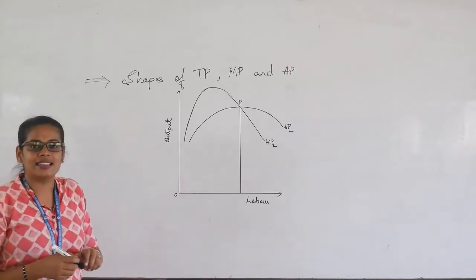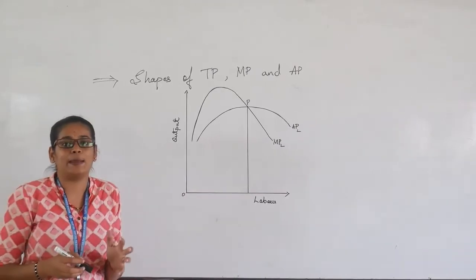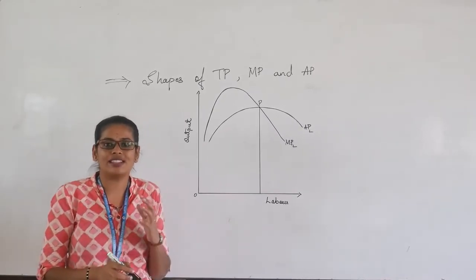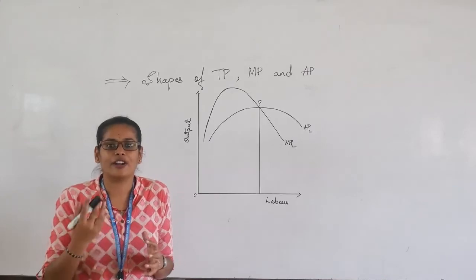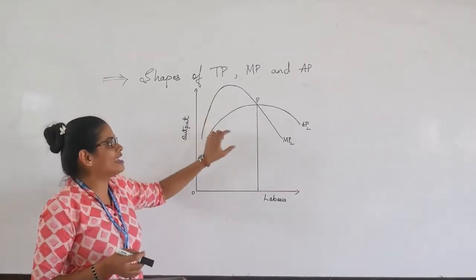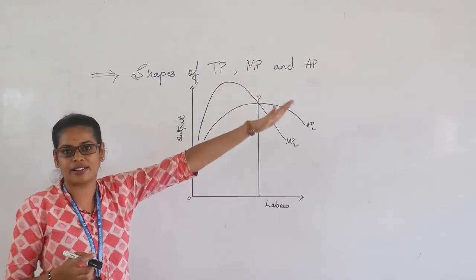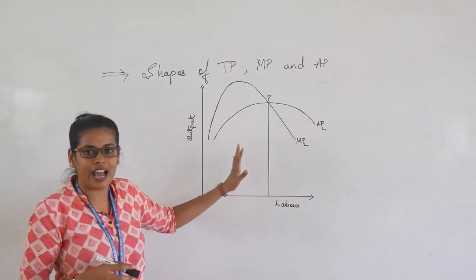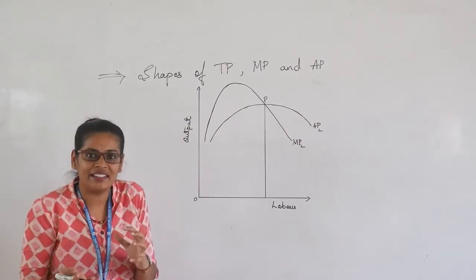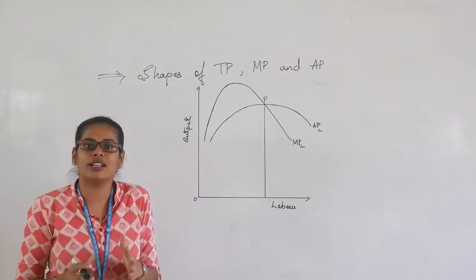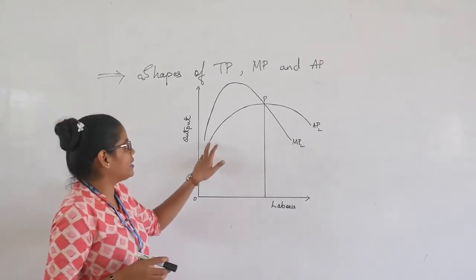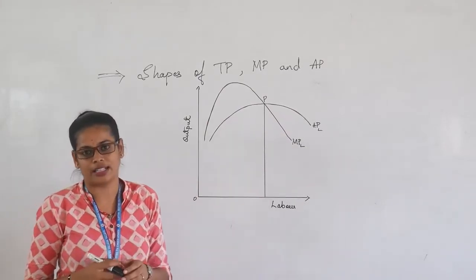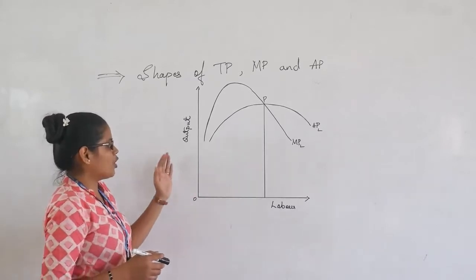So in this class, today we will be understanding the shapes of the total product, marginal product and the average product. What kind of shape tells us what the relationship is between the total product, marginal product and the average product. If you see this graph, by seeing that graph you will be able to analyze what the graph is telling, what relationship these curves have between the marginal product and the average product.